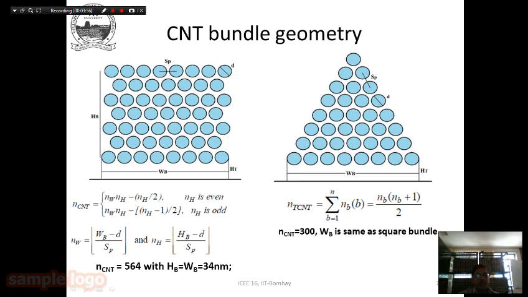On the other hand, for triangular CNTs, the number of CNTs in the bundle can be derived by knowing the number of CNTs along the base of the bundle. The total number of CNTs that was found was around 300 CNTs in the bundle, where WB is the same as the square bundle.